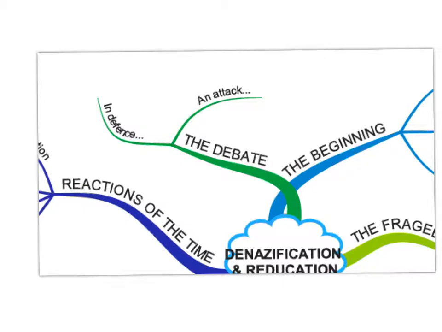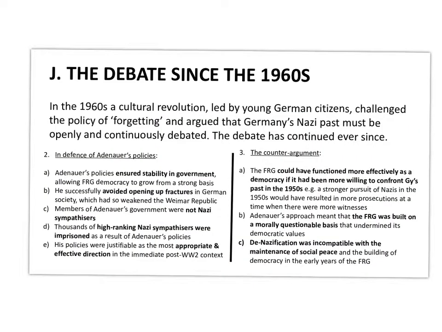And then the final strand, the debate since Adenauer, the politics of the past. If you just go to Amazon and type in politics of the past, you'll see a range of books that have been written in the last 50 years about this controversial topic. So in the 1960s, a cultural revolution.